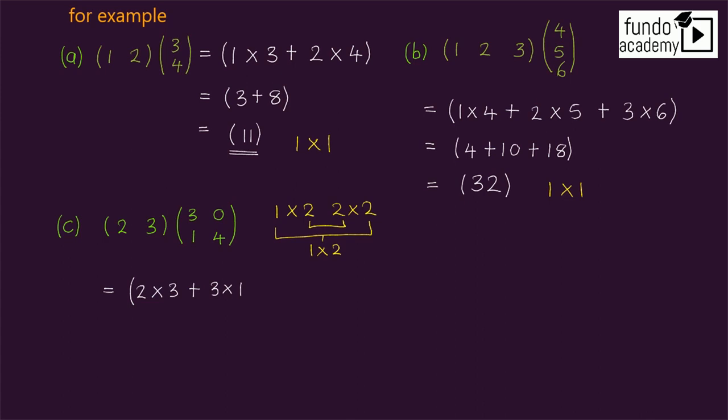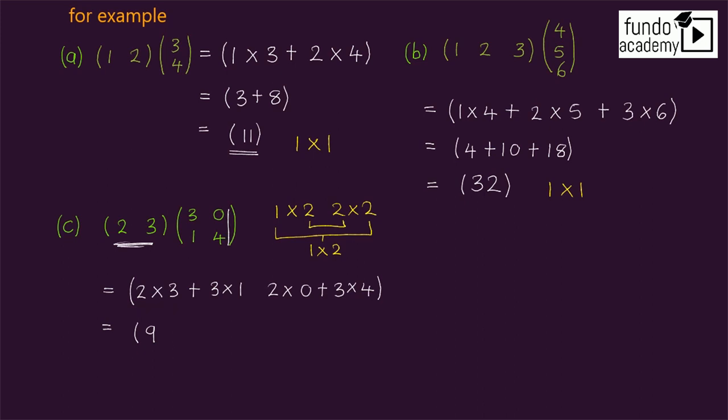And next I'm going to multiply this row by the second column. So that's 2 times 0 plus 3 times 4. So that is the row and the second column right here. And I can now simplify. In this case I have 2 times 3 plus 3 times 1. So 2 times 3, that's 6. 6 plus 3 will give us 9. So that's what we get right there.